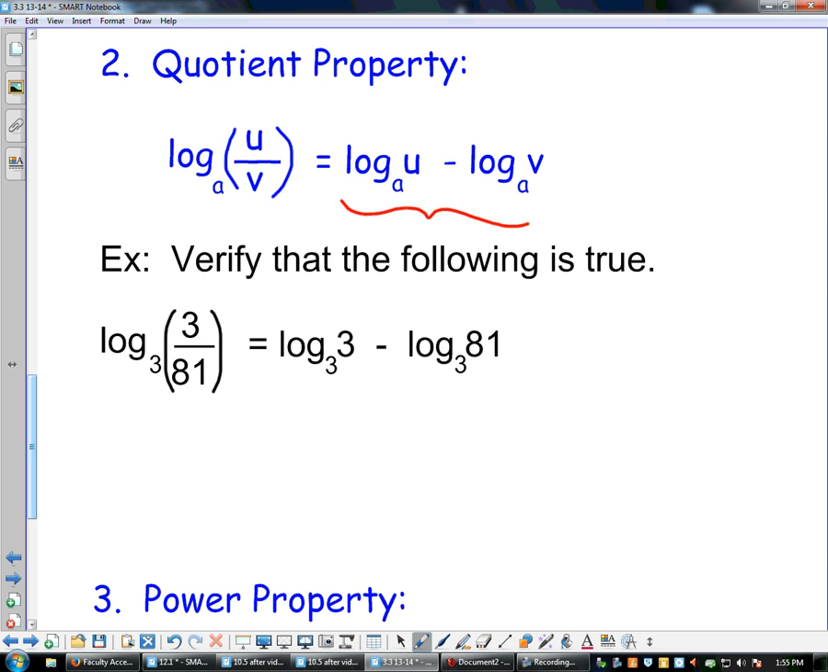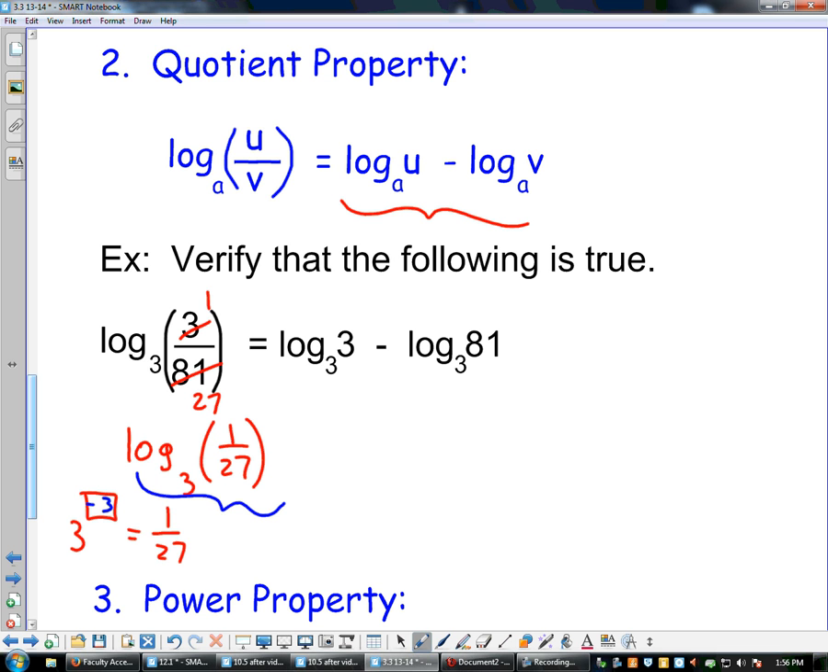Well, I know that I can reduce this. 3 goes into 3 once and into 81 27 times. So this is really log to the base 3 of 1 over 27. All right? And that is going to equal what? Well, 3 raised to what power gives me 1 over 27? I hope you are good with these, and you know that this is negative 3 here. 3 to the negative third is going to be 1 over 27.